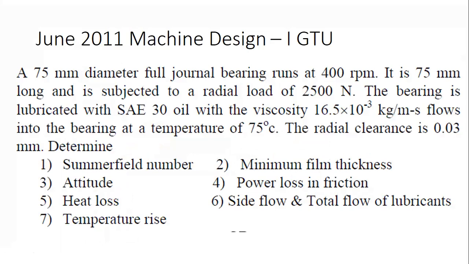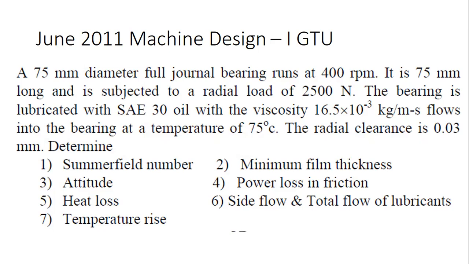A 75 mm journal diameter is given. The full journal bearing runs at 400 RPM, revolutions per minute, capital N. It is 75 mm long, bearing length L is given, and is subjected to a radial load W of 2500 Newton. Whenever the load is given in kilonewton, you will have to convert it into Newton when you are solving it by the Raimondi-Boyd method. Here it is already given in Newtons, 2500 Newton.